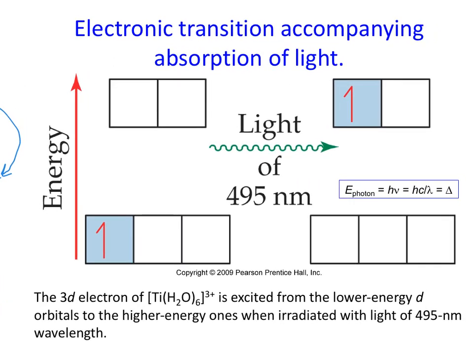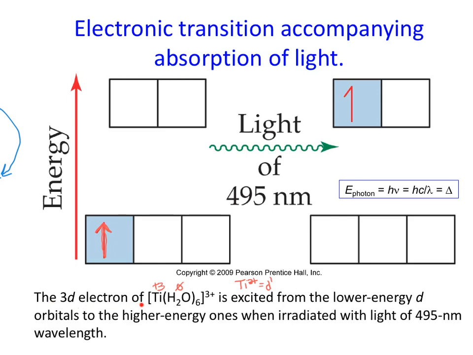So here's another example with that. In this case, we're looking at the 3d electron of hexaaqua titanium(III). I know that aqua is neutral in charge, so titanium must be +3. And if we look at our periodic table, Ti3+ is a d1 metal, and that's why I have this one electron in the lowest energy orbital.